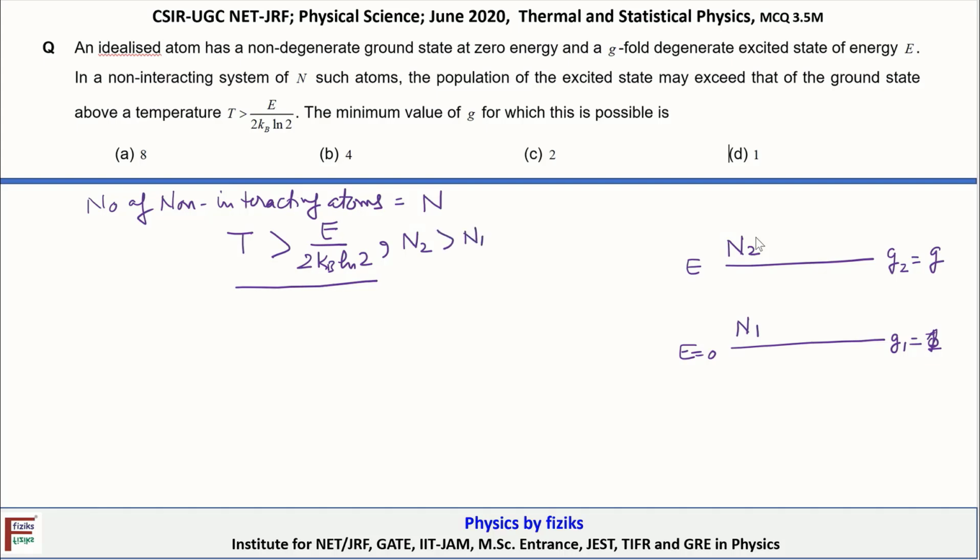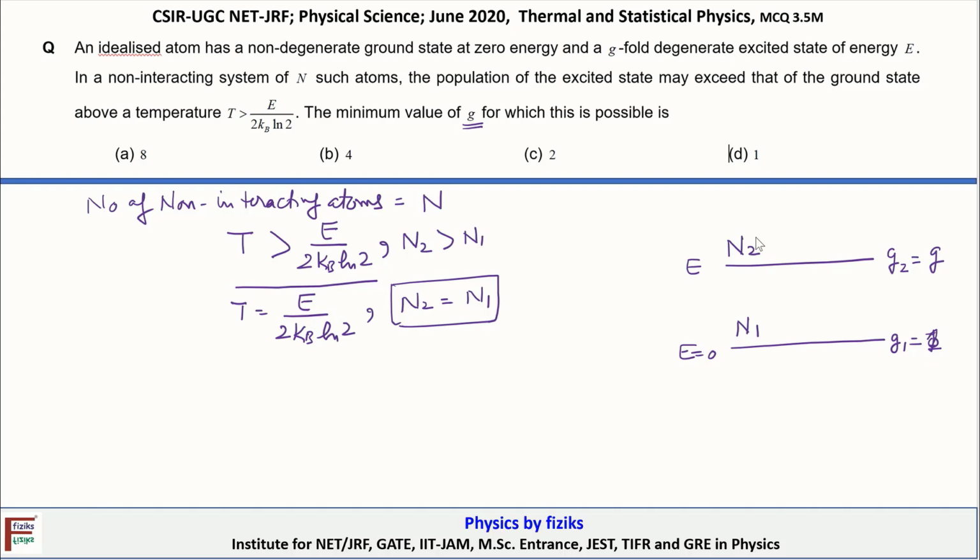So the minimum value of g for which this is possible is, when the temperature exceeds this value, n2 is greater than n1. So that means when the temperature is equal to E upon 2 kb ln2, we can say that the number of atoms in the excited state becomes equal to the number of atoms in the ground state. So we will make use of this point to evaluate the minimum value of g that is required to fulfill this condition.